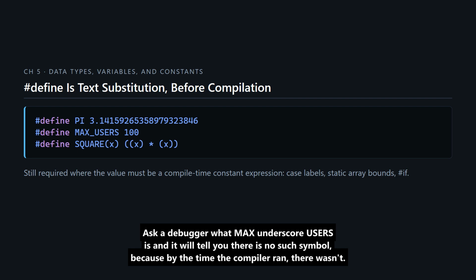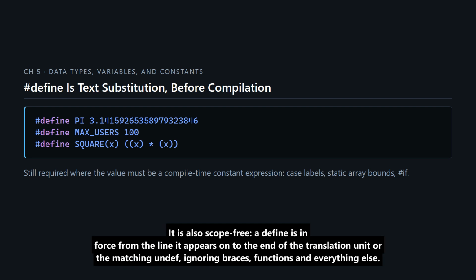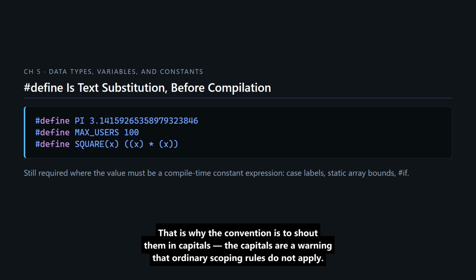Ask a debugger what max_users is and it will tell you there is no such symbol, because by the time the compiler ran, there wasn't. It is also scope-free. A define is in force from the line it appears on to the end of the translation unit or the matching undef, ignoring braces, functions, and everything else. That is why the convention is to shout them in capitals. The capitals are a warning that ordinary scoping rules do not apply.